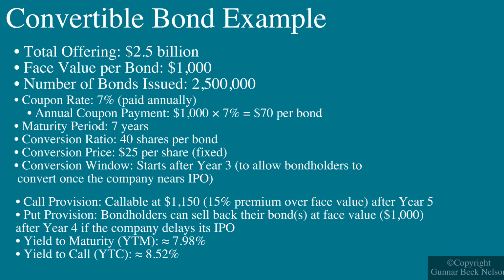Then there's a conversion window which starts after year 3 to allow bondholders to convert once the company nears an IPO, an initial public offering, and then there's a call provision which is callable at $1,150 per bond, a 15% premium over the face value after year 5. And the put provision would indicate the bondholders' ability to sell back their bond at face value, $1,000, after year 4 if the company delays its IPO. Meanwhile, the calculated percentages for yield to maturity and yield to call are respectively 7.98% and 8.52%.